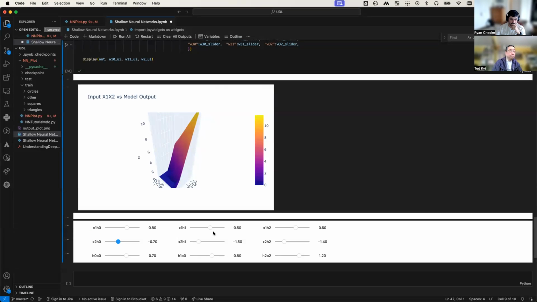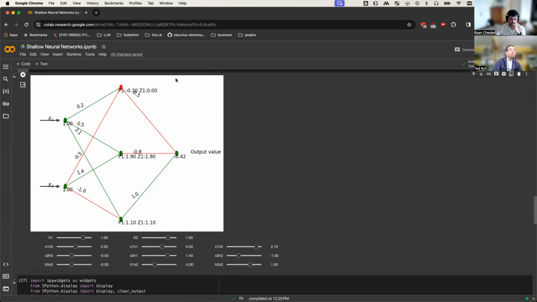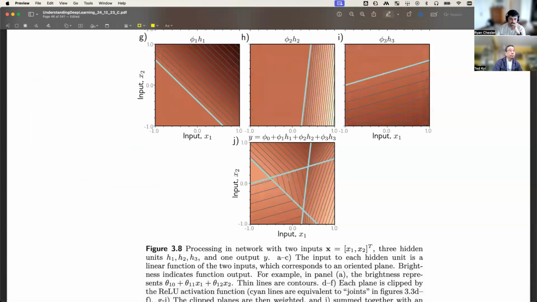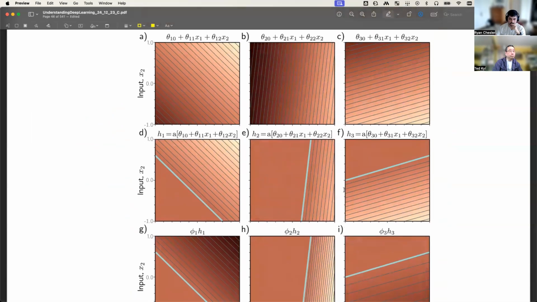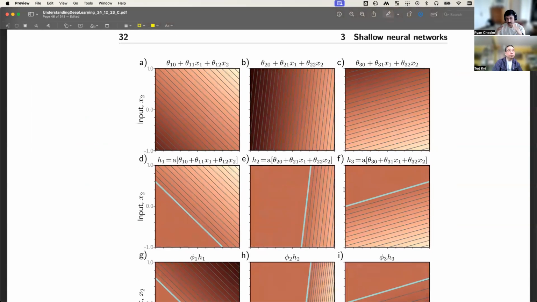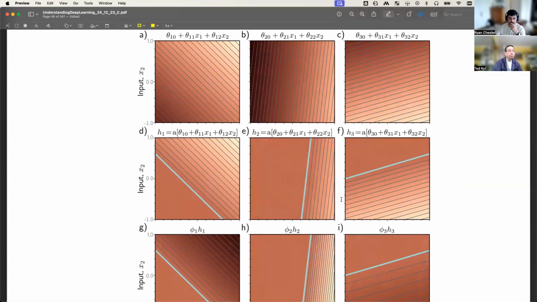So this is just another way of visualizing this thing. It's just showing it in 3D basically. So you can actually see the slopes and the kinks in the graph and everything that's going on there.